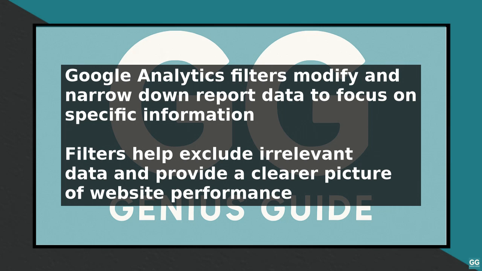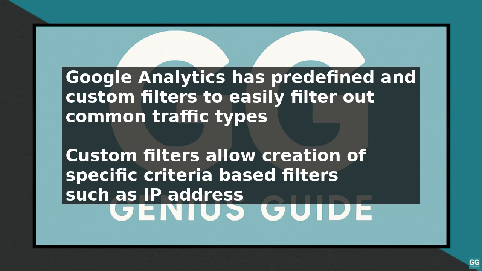There are two main types of filters in Google Analytics: predefined and custom. Predefined filters are pre-built and allow you to easily filter out common types of traffic, such as internal traffic or spam referrals. Custom filters, on the other hand, allow you to create your own filters based on specific criteria, such as IP address or hostname.